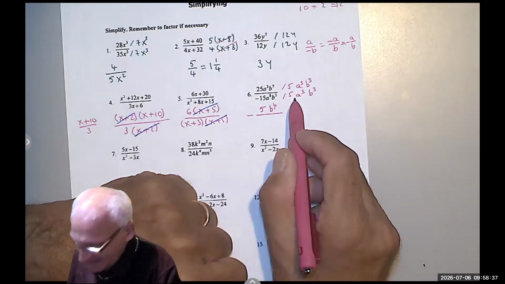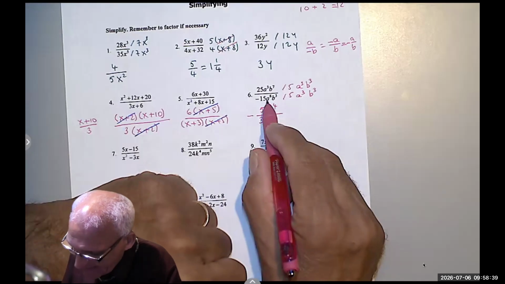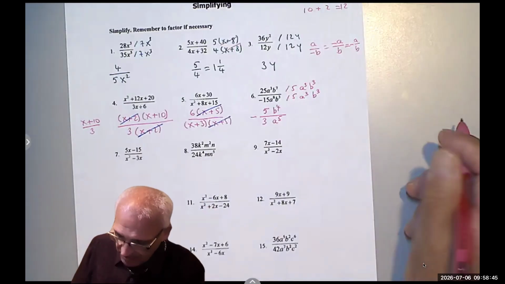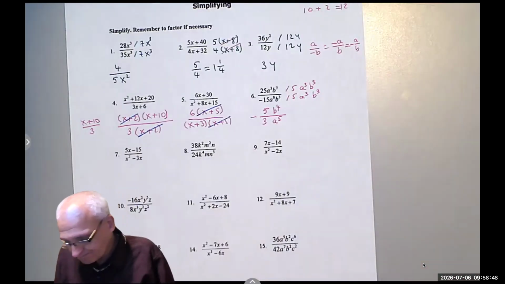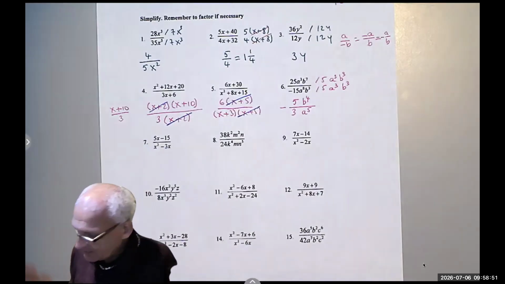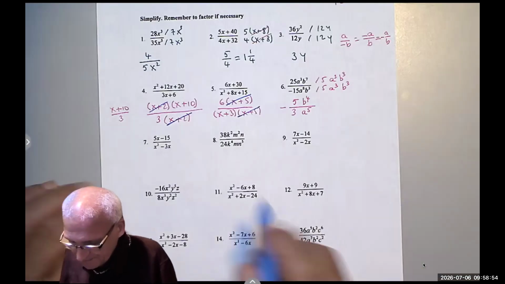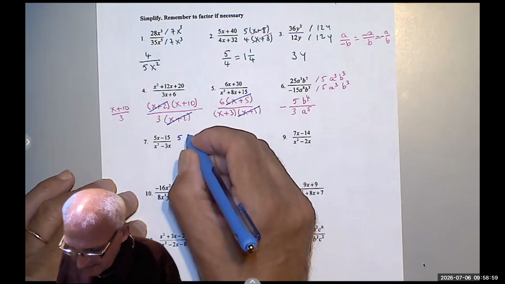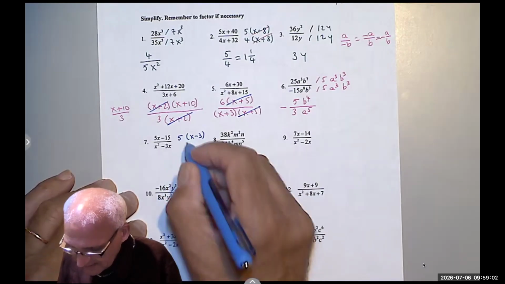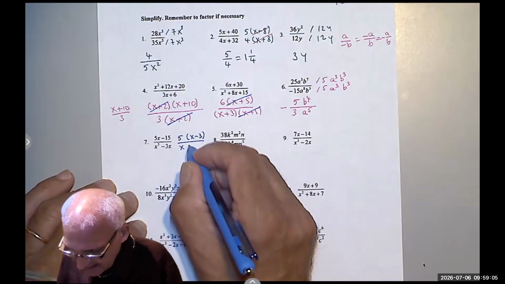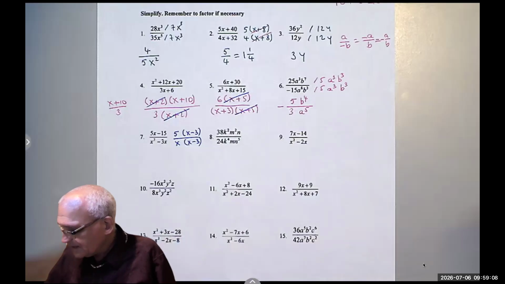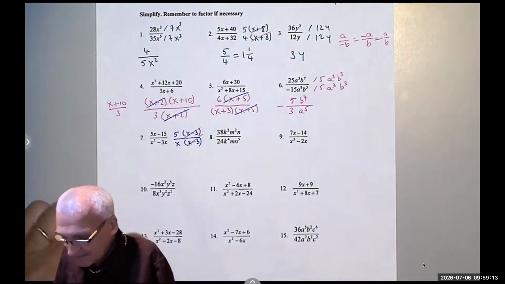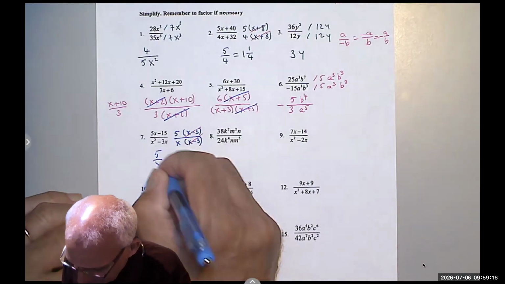15 divided by 5 is 3, so I write 3. A to the 8 divided by a cubed is a to the 5th, and b cubed by b cubed is 1, so it simplifies to that. Let's go to the next row. Again, I have 5, so I factor 5 and x minus 3. In the denominator, I factor x, and I get x minus 3. So these two would cancel, and you will get 5 over x.